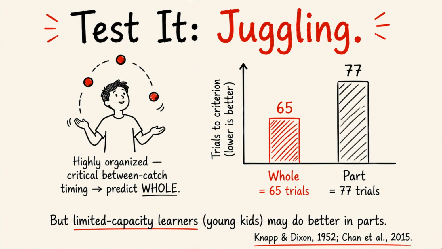Whole won. But here's an important caveat, and it connects back to attention. Whole practice can overwhelm a learner whose information processing capacity is limited. Chan and colleagues in 2015 showed exactly this with kids. 5th graders learn the juggling task best with whole practice, but 1st and 3rd graders learn best by parts. Same skill, different learners, different answer. The rule gives you the default. The learner can shift it.